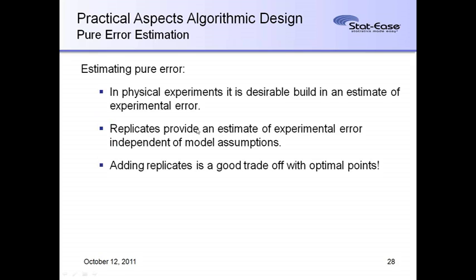Okay. For estimating pure error in physical experiments, it's desirable to build an estimate of what the experimental error is. And we'd actually like to know what the experimental error was at the time we were actually doing the experiments. So one way we can get that is to replicate some of the runs. The replicates provide an estimate of experimental error that's independent of any model assumptions. And so that's what we'd call pure error. We don't have to assume anything. Our estimate of error is pure. So adding replicates is again a good trade-off with picking all of our points optimally.